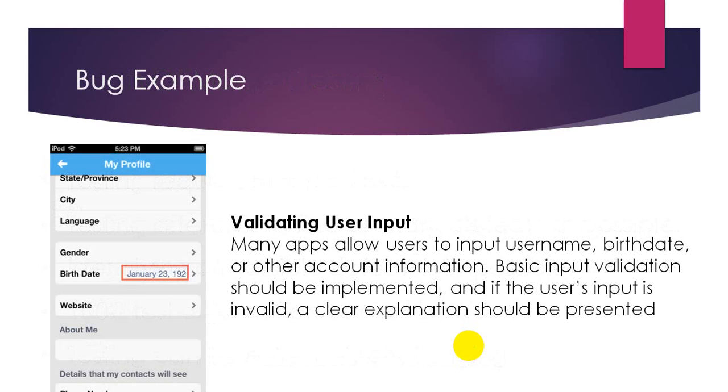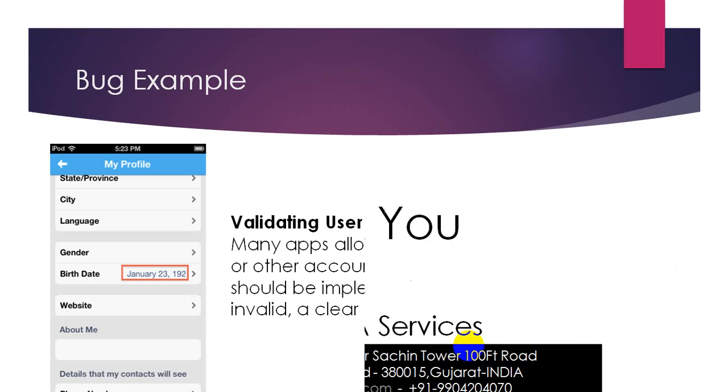In the next example, what is a bug example? In this PPT, we are validating the user input. In this example, there is a birth date. Many applications allow users to input a username, birth date, and other account information, so basic input validation should be implemented. We have to check whether the user entered a correct date or not. That is called validating the user input, and it is really important in finding bugs as well.